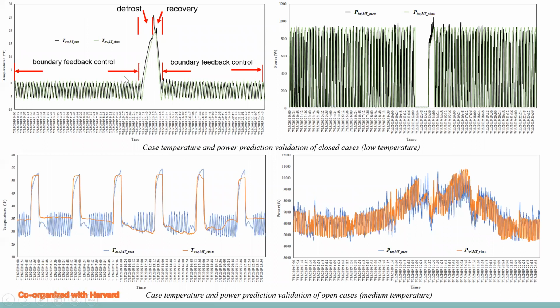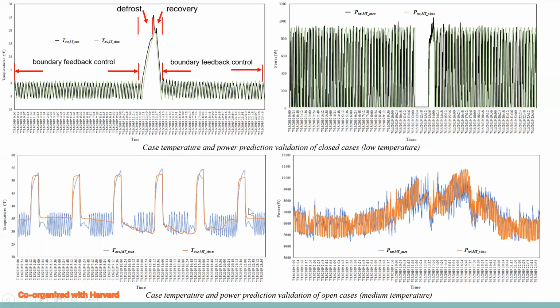The first figure is about the validation of the air temperature prediction for the low temperature case. For most of the whole day, the display case is under boundary feedback control. The air temperature ranges from -5 Fahrenheit to 0 Fahrenheit. There is one defrost period, lasting around 14 minutes, followed by a short recovery period. The corresponding power consumption is the upper right figure.